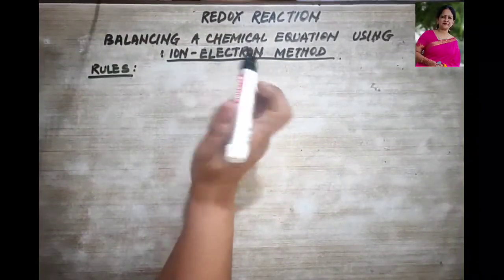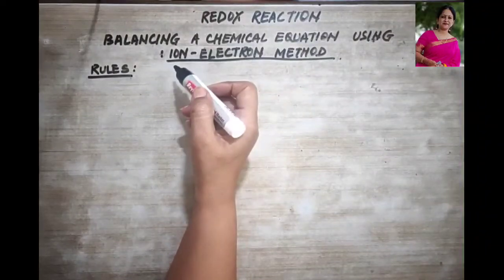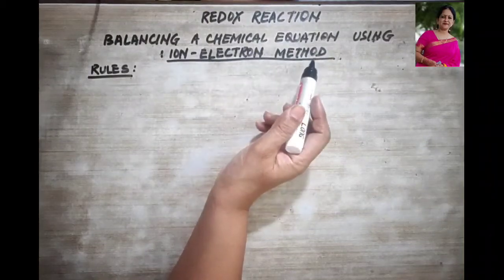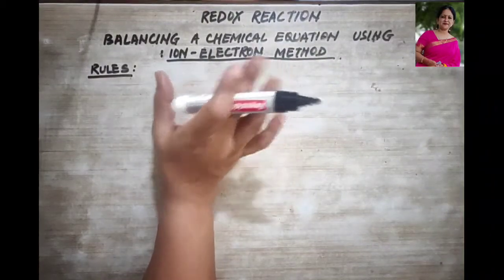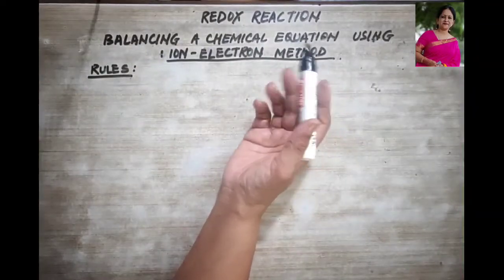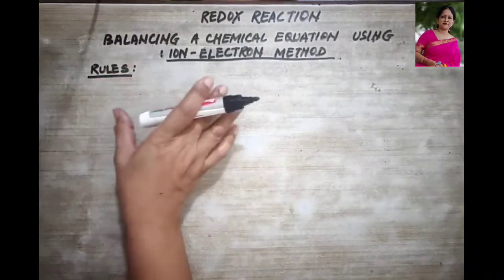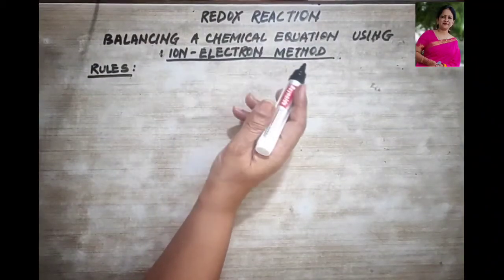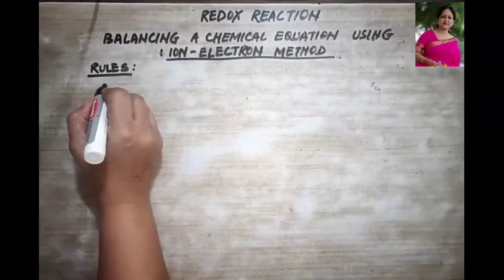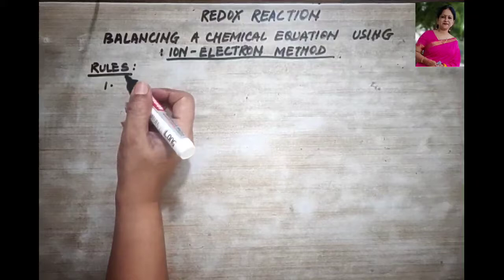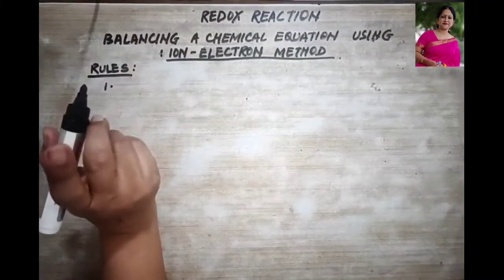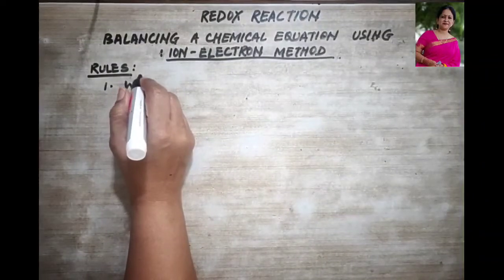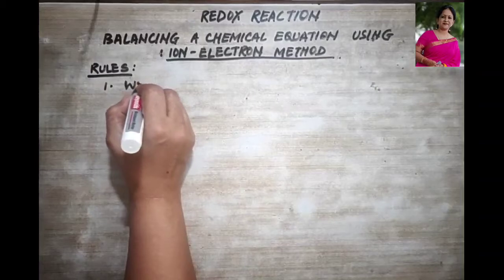So today in this chapter of redox reaction, we are going to understand how to balance a chemical equation using the ion electron method, right? Before balancing a chemical equation, let us first understand certain rules that we need to follow while balancing the equation in the ion electron method, right? So the first thing that we need to understand over here is to write down the given equation in the ionic form. The equation has to be written in the ionic form, okay?